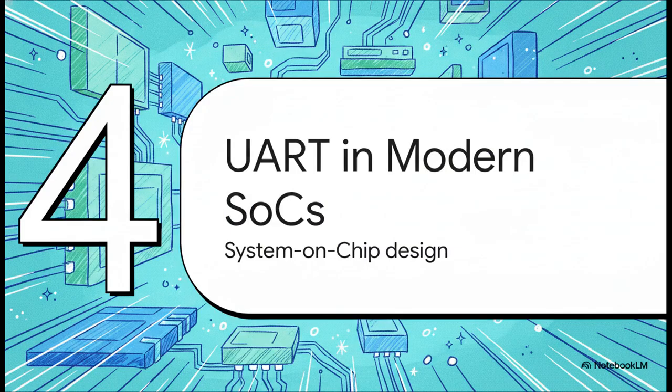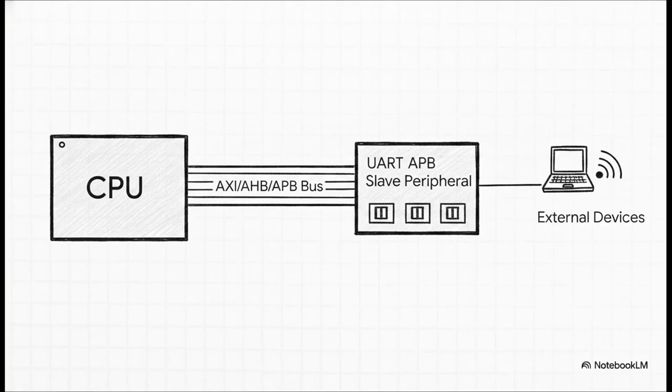Moving to Section 4, UART in modern SoCs. We're zooming in even deeper now to see how this postman system operates inside a complex, futuristic semiconductor landscape. Inside a massive modern SoC, the CPU doesn't wire directly to the outside world. Instead, it communicates with the UART peripheral through an internal digital highway, typically something like an AXI to APB bus bridge. Here, the UART acts as an APB slave.